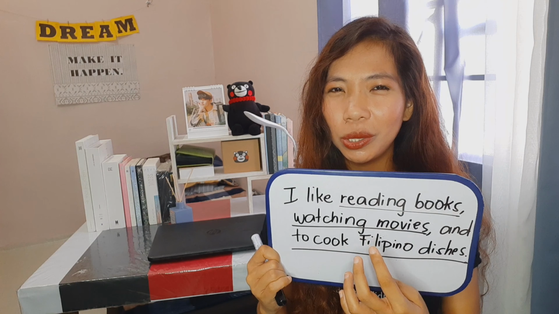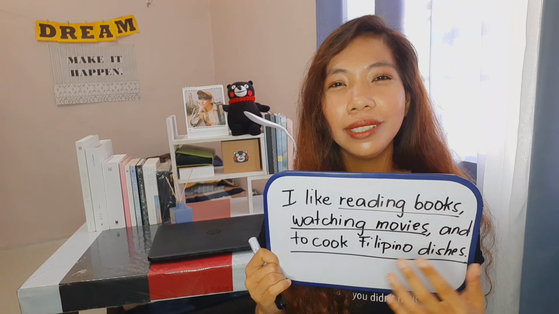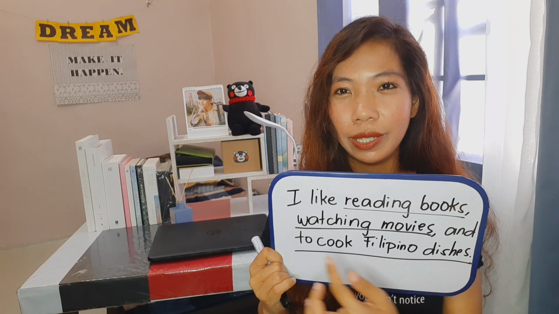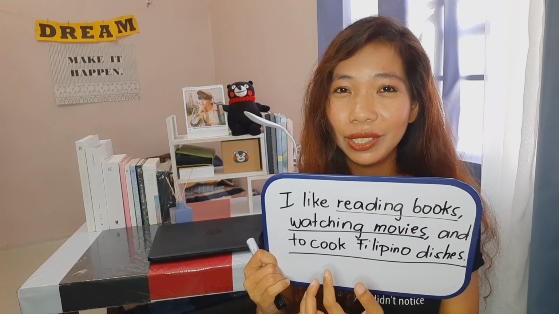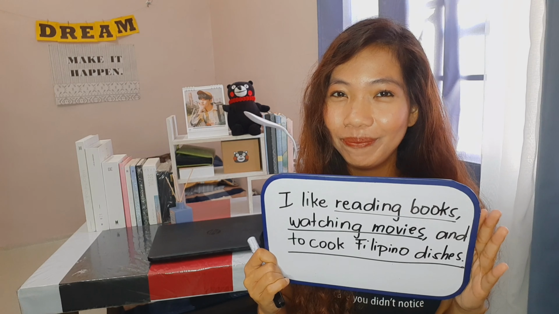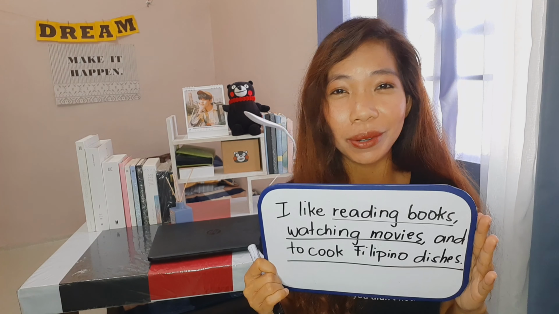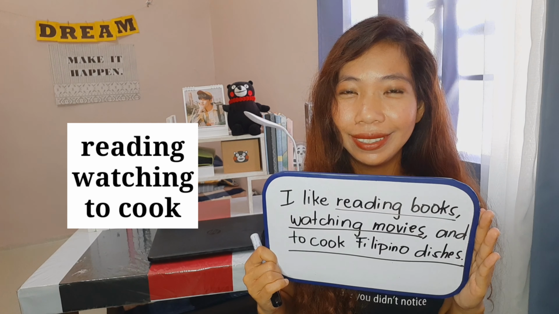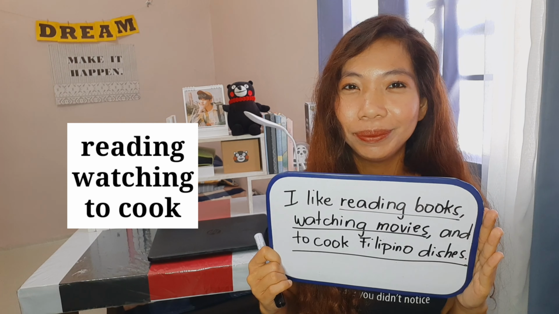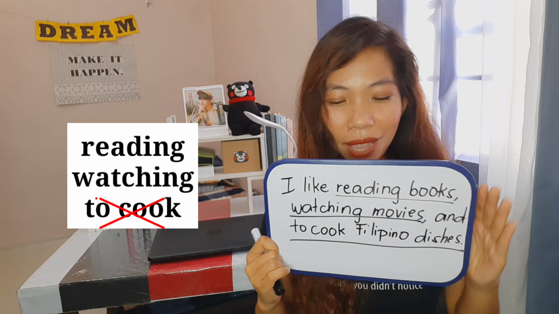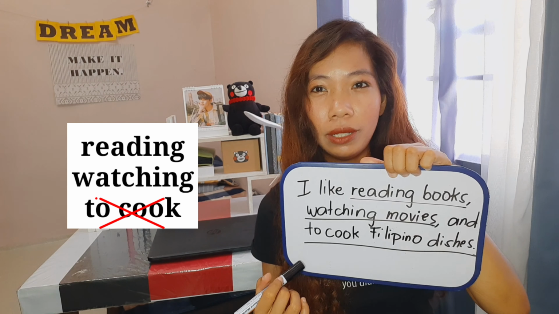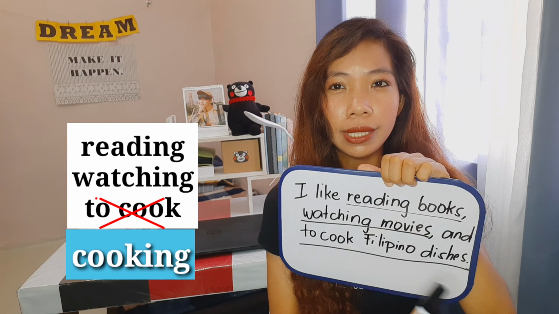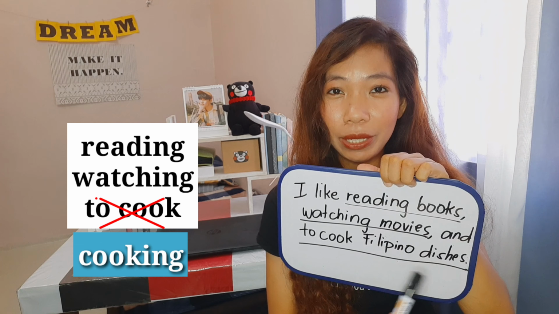This one is also in ing form. Now let's take a look at the last one. To cook Filipino dishes. We got there to cook. Do we have it in ing form? Now we know already that there is something wrong in this sentence. What should we do? We have to write this in ing form as well. So we will have there, I like reading books, watching movies, and cooking Filipino dishes.